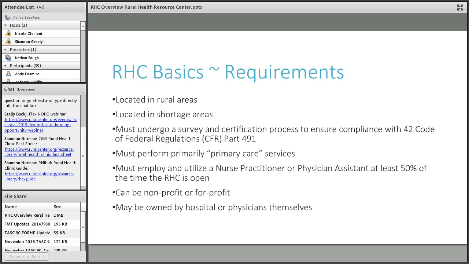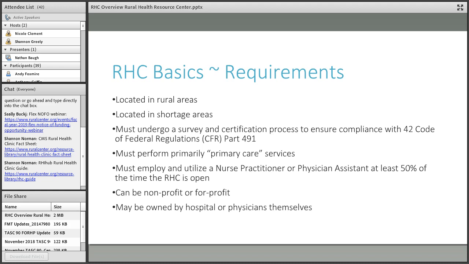The clinic almost has to be up and running before you can apply to be a rural health clinic. Once you're up and running, you can apply for rural health clinic status. You have to go through a whole survey and certification process to ensure that you comply with all the different rural health clinic rules, some of which have not been updated since 1977 and we're trying to get fixed. Some of them don't make a whole lot of sense, but most of them hold up decently well.